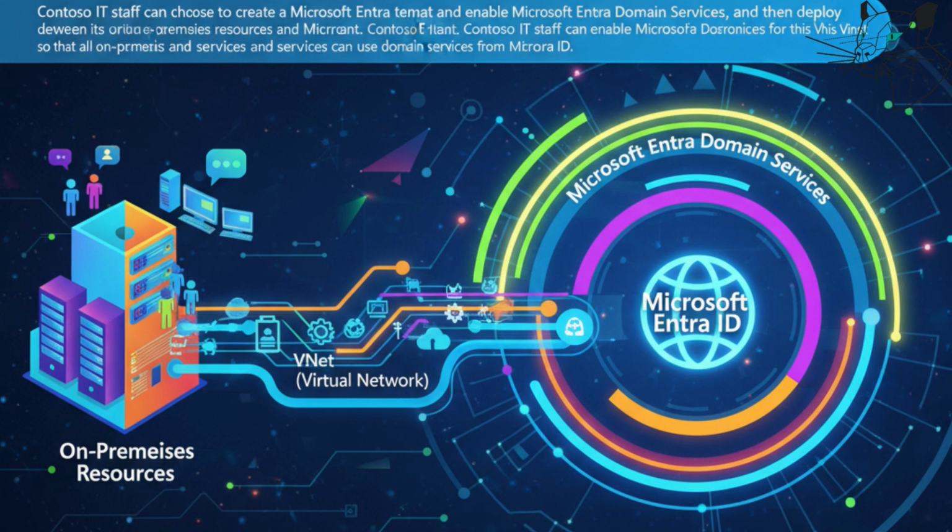Even if you don't have ADDS deployed locally, you can choose to use Microsoft Entra domain services as a cloud-only service. This enables you to have similar functionality of locally deployed ADDS without having to deploy a single domain controller on-premises or in the cloud. For example, Contoso IT staff can choose to create a Microsoft Entra tenant and enable Microsoft Entra domain services, and then deploy a virtual network, VNet, between its on-premises resources and the Microsoft Entra tenant. Contoso IT staff can enable Microsoft Entra domain services for this VNet so that all on-premises users and services can use domain services from Microsoft Entra ID.